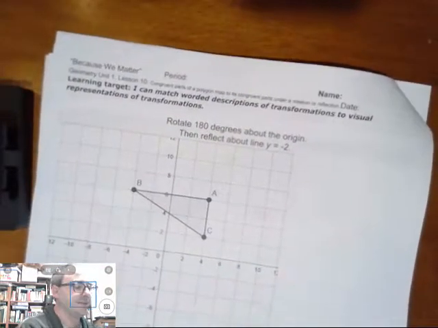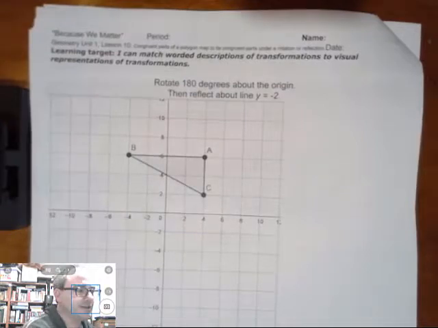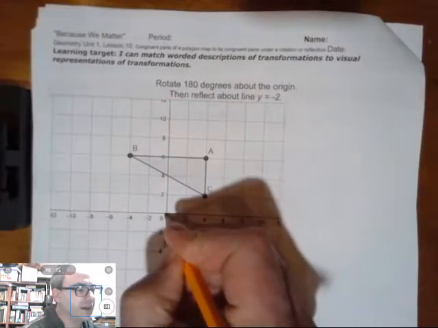How are we doing? We're about 27 minutes in. All right. Let's do this. Rotate 180 degrees about the origin and then reflect on the line y equals -2. That's our job. Rotate 180 degrees around the origin.